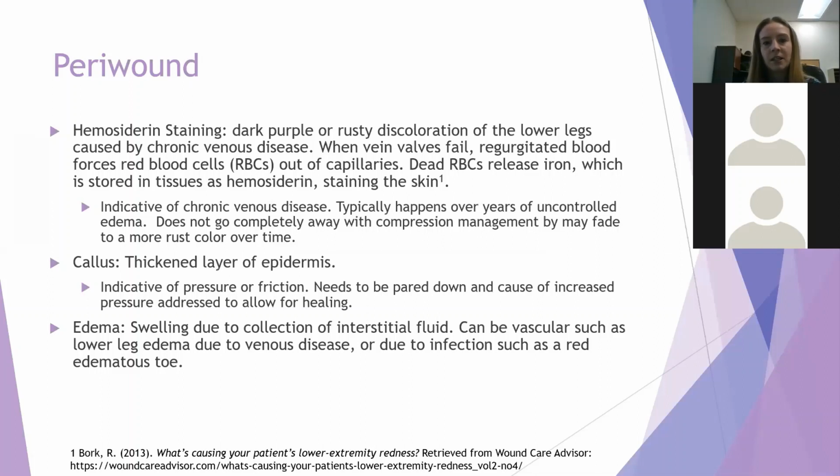And there's hemosiderin staining. It's a dark purple or rusty discoloration of the lower legs that's caused by chronic venous disease. This is when the vein valves fail, and regurgitated blood forces red blood cells out of the capillaries and into the tissue. The dead red blood cells release iron that becomes stored in those tissues, which results in that staining. It's indicative of chronic venous disease and typically happens over years of uncontrolled edema. And when you do control edema, it does not typically go all the way away, but it may fade down to more of a rust color over time.